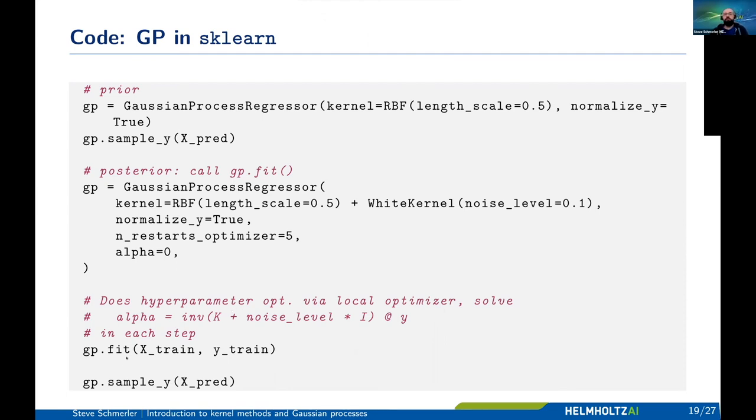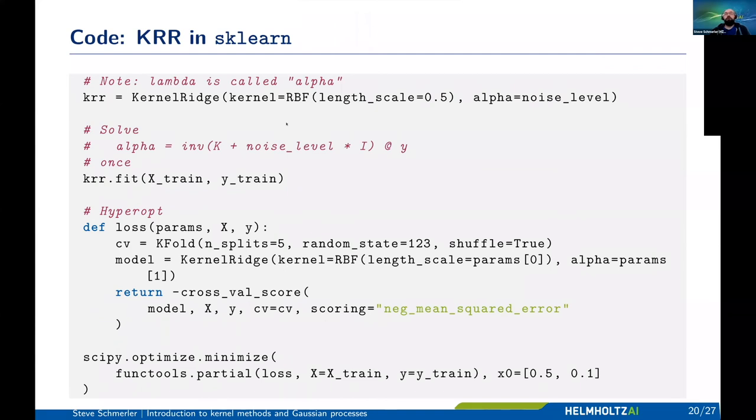And if you call gp.fit with your training data, it will do this hyperparameter optimization in the background. Okay, so this is something to be aware of. While if you do KRR, kernel ridge regression, with sklearn, you can also construct an estimator. And if you call fit, it does not do hyperparameter optimization for you. So it solves the linear system for the weights only once, and you basically have to code your own hyperparameter optimization using cross validation. And this is just an example here.